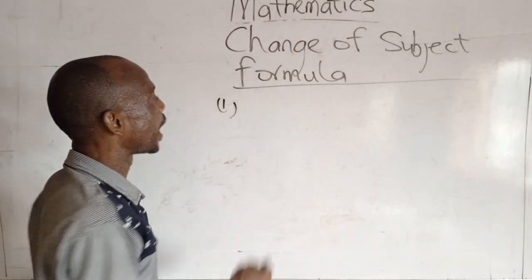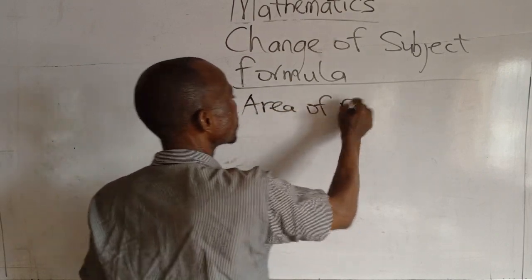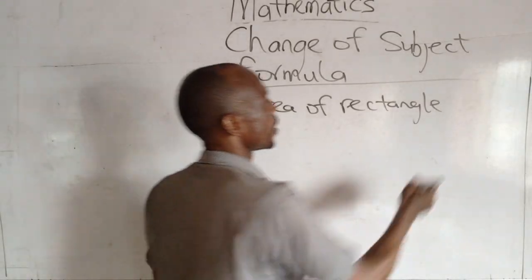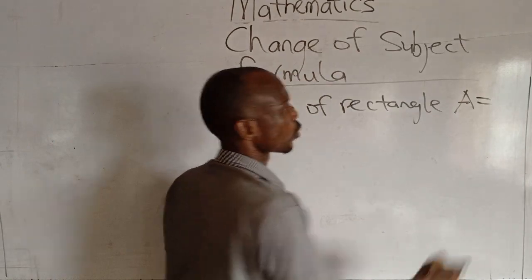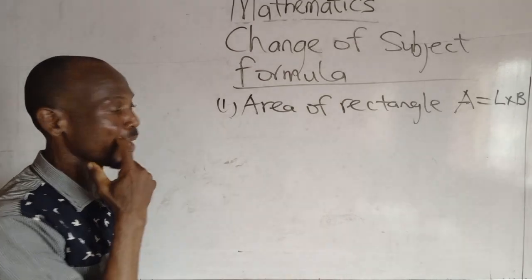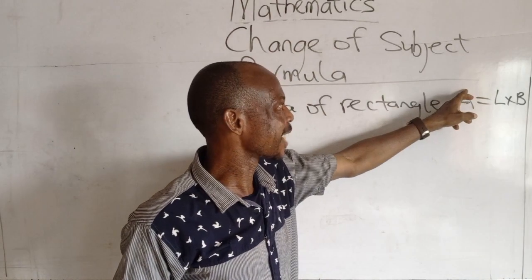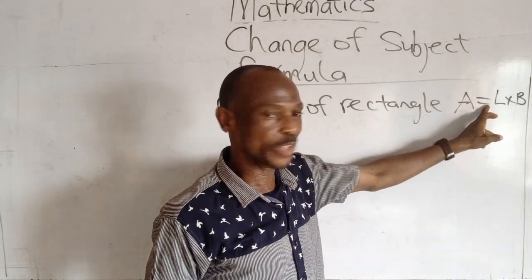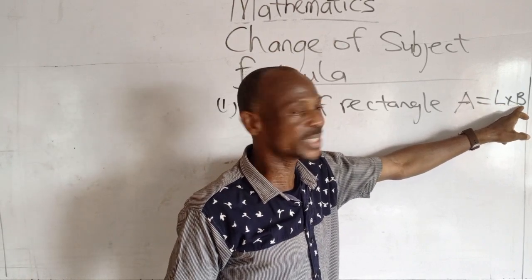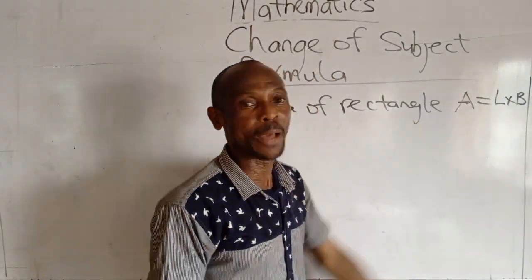Let me look at one formula. Area of what? Rectangle. The formula for the area of a rectangle, A, is given as what? L times B. This is the area of a rectangle. So you can see that A stands for area. We have the equality sign. L stands for length. And B stands for what? Breadth. This is an example of a formula.